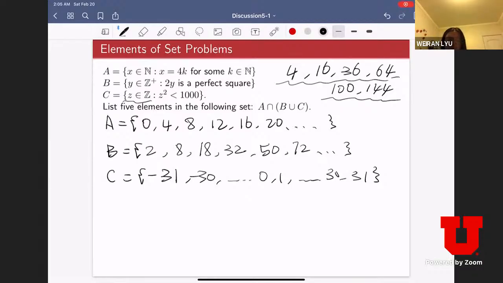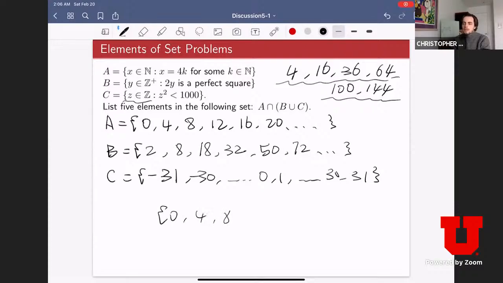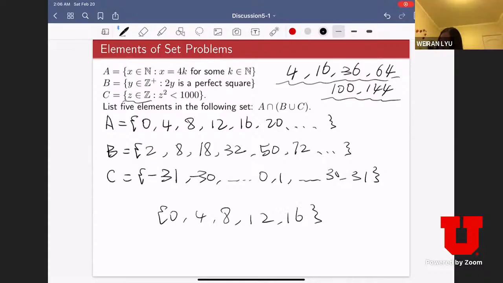All right. So let's just list 5 elements in A intersects B union C. And what are they? Would it be 0, 4, 8, 12, 16, 28, 29, 36? Yeah. And 5 elements is enough. All right. Any question on this part?